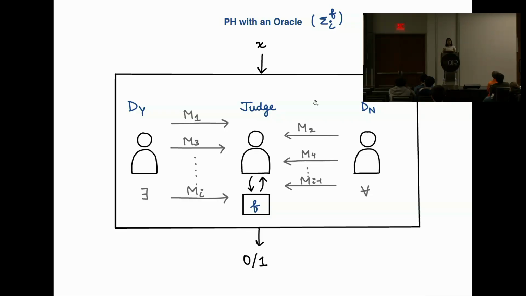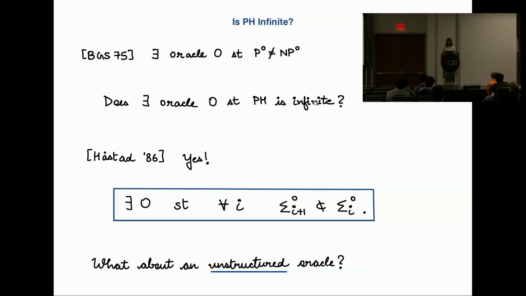So now, can we ask whether PH is infinite in this oracle model? So is there some oracle such that PH is infinite? So in 1975, Baker, Gill, and Solovay showed that there exists an oracle such that P is not equal to NP. So at least in some oracle world, P is different from NP. And then it was an open problem whether there exists an oracle O such that all of PH is infinite. This problem was resolved in 1986 by Håstad, who said that yes, there exists an oracle such that PH is infinite. So there exists an oracle such that for every level i, there is something that the (i+1)th level of PH can do that the ith level of PH cannot do.